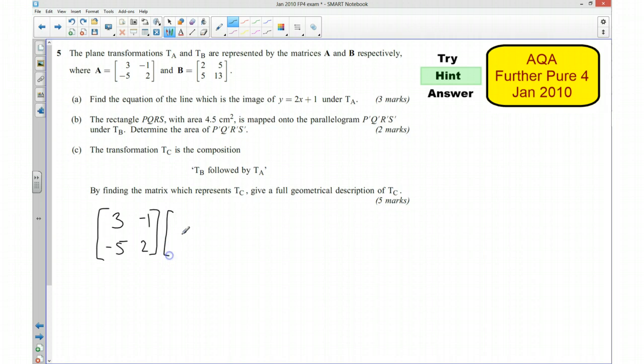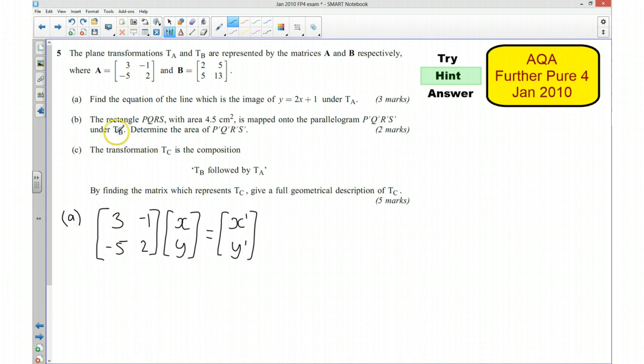Okay, so we're looking for a general point (x, y), and that will give us a new point which we'll call the image of x and the image of y. Now, because we know a relationship between y and x, I know that y is equal to 2x plus 1, so I can stick that in. I could then carry out this transformation and see how the image of x and the image of y are related to each other. Okay, so that would be for part A.